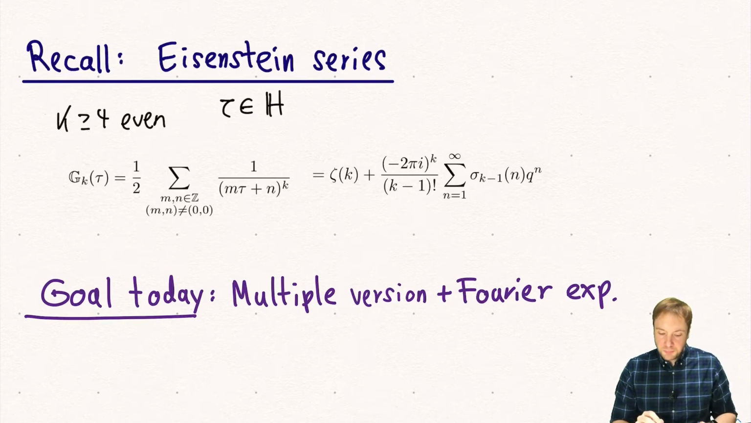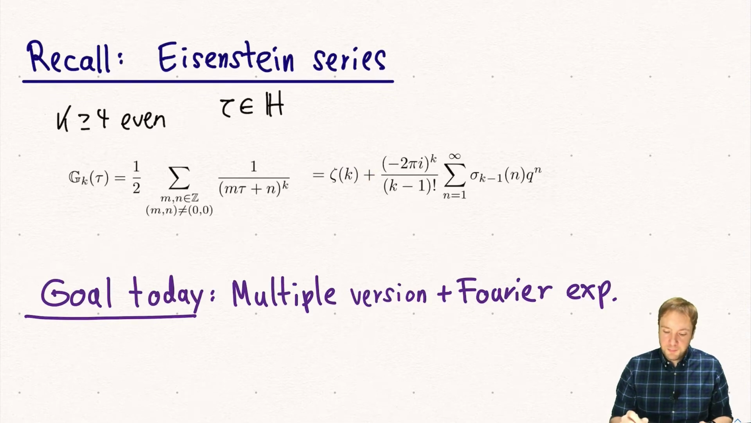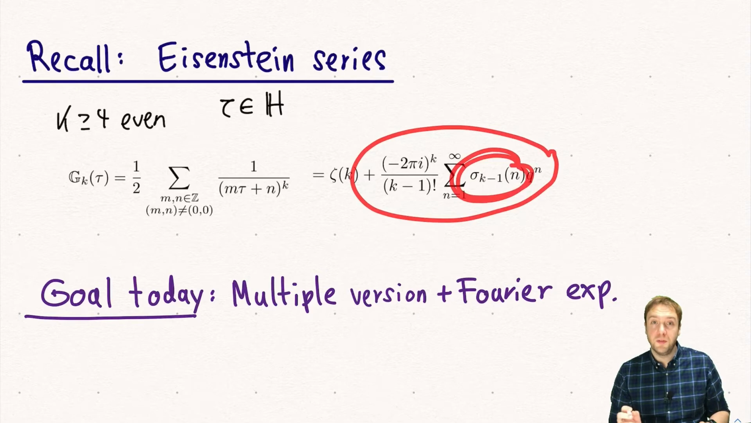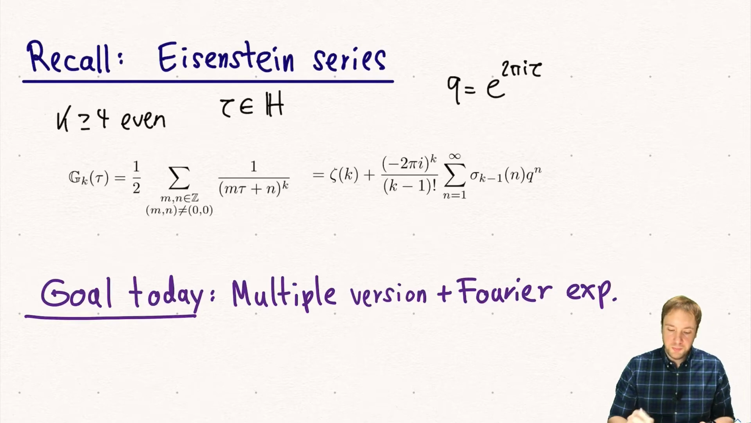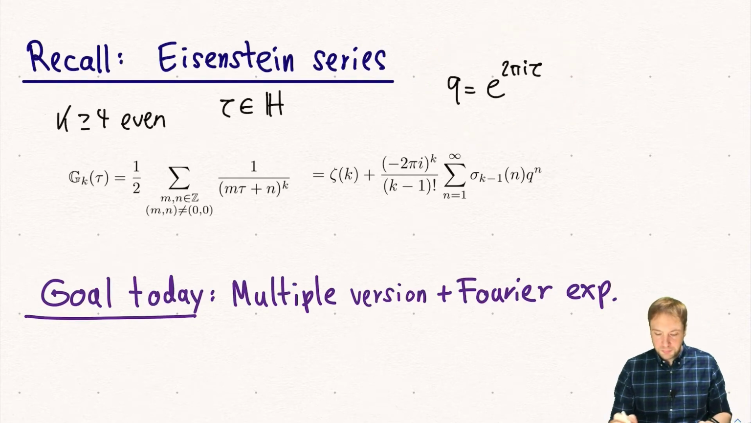And then we said, we didn't prove it, but we will do it today, that these have a Fourier expansion of the following form, where the constant term is given by the Riemann zeta value zeta(k), and the remaining term is given by this generating series of the divisor sums. And here this q is e to the 2 pi i tau. And in the whole talk, q will always be e to the 2 pi i tau.